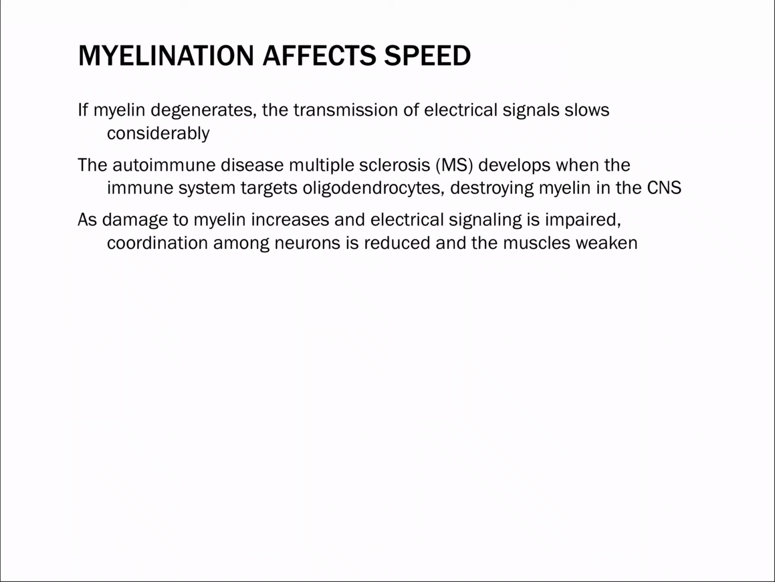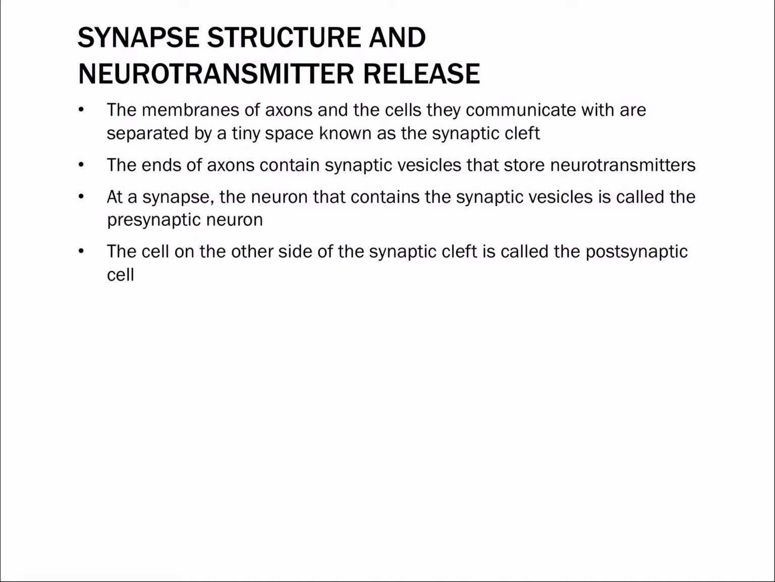If myelin degenerates, then we see the electrical signal slowing down. In different diseases, such as multiple sclerosis, we see that the immune system attacks the oligodendrocytes, and the myelin breaks down, and then obviously in the person with MS the nervous system cannot effectively communicate with their muscles, and it can be very devastating. So myelin is very important.